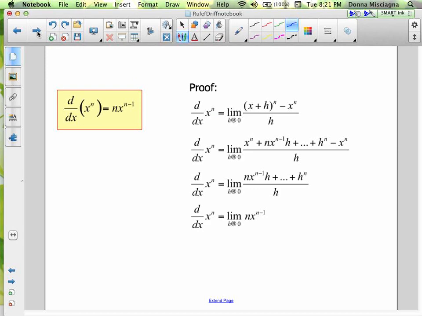So here's a little proof, and I'll use an example just to help you out. Right? So d dx means take the derivative of x to the nth. If we're using our limit definition, as h approaches 0, x plus h to the nth power minus x to the nth power, divided by h. Right? And that's just our limit of the difference quotient.